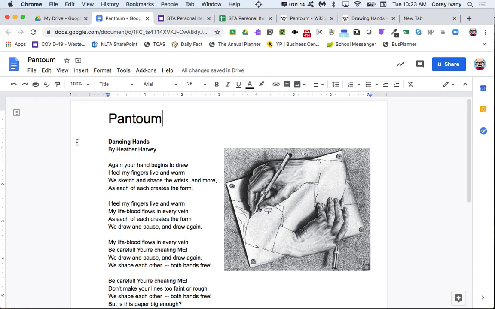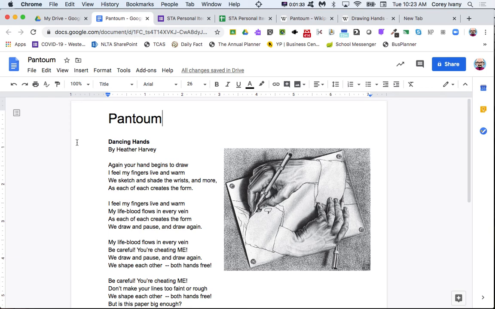So the next thing, and probably the most unique thing about a pantoum, which makes it a pantoum, is the repetition of lines from stanza to stanza. So let's get into it. Let's read a little bit of this poem, and we'll take it piecemeal and look at what makes this poem a pantoum. So let's look at the first stanza.